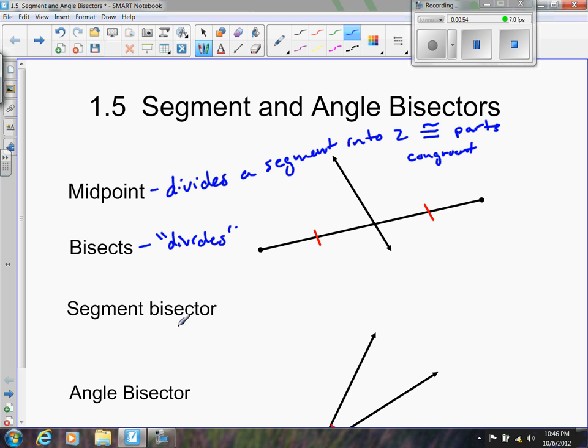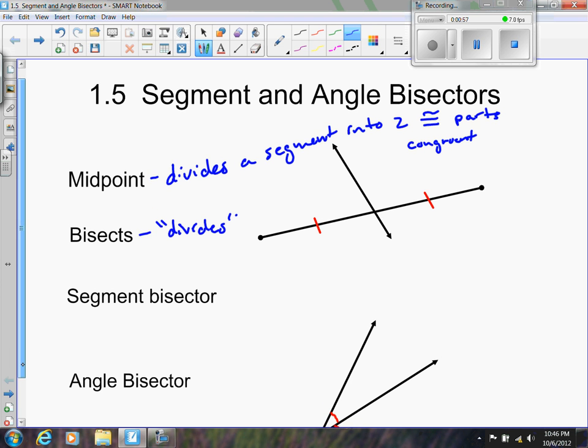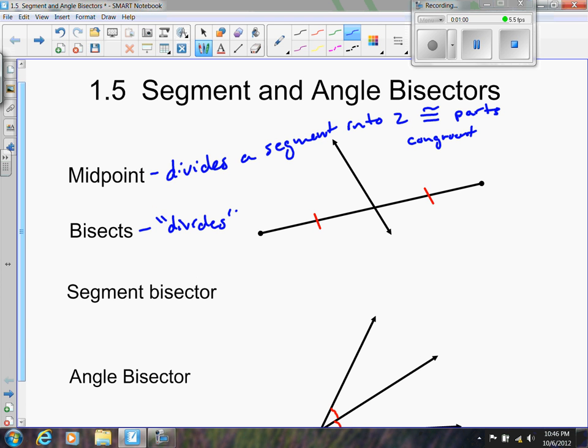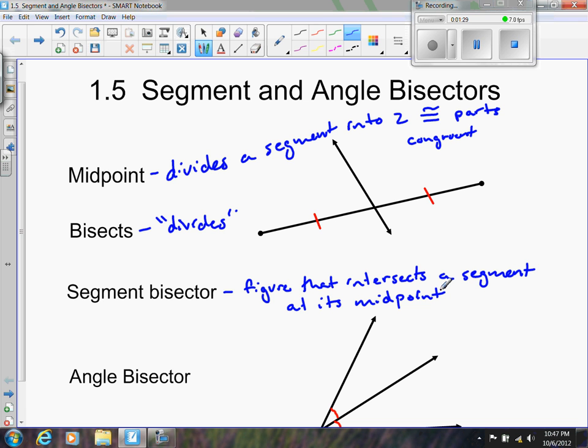A segment bisector is a segment, ray, line, or a plane that intersects a segment at its midpoint. So basically a geometric figure that intersects a segment at its midpoint. So in this case, this would be the segment bisector, okay, if this is the midpoint.